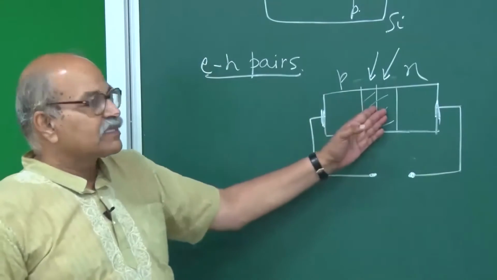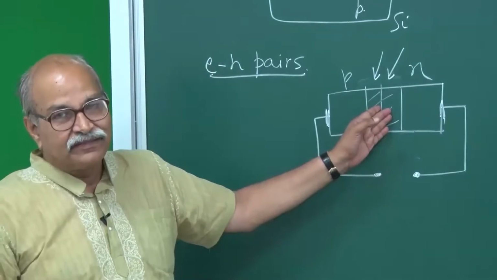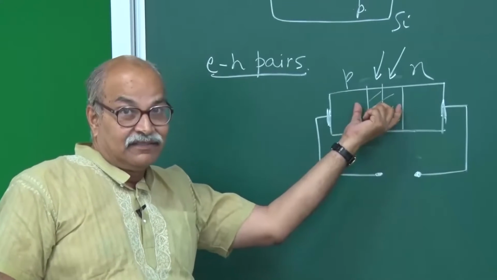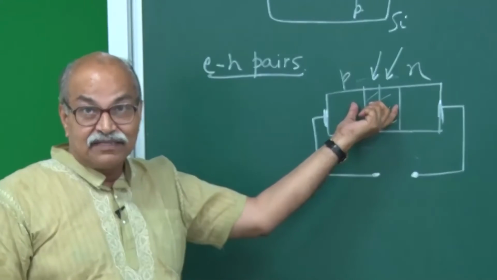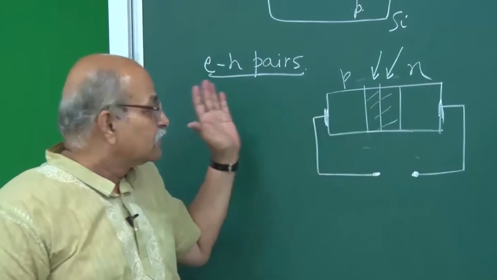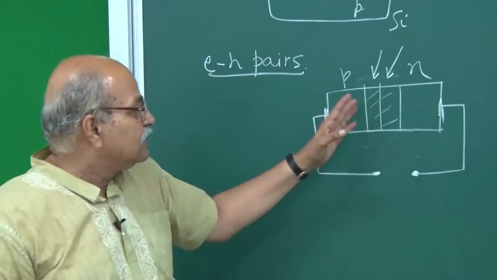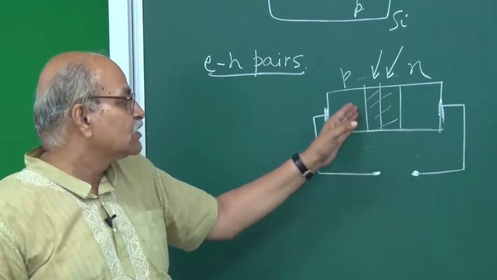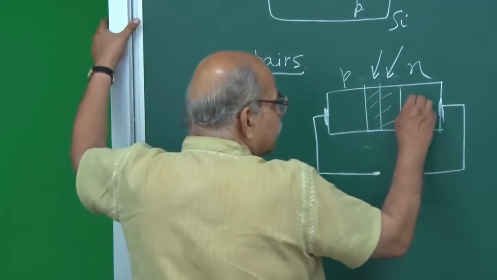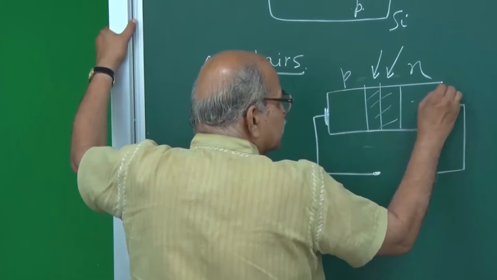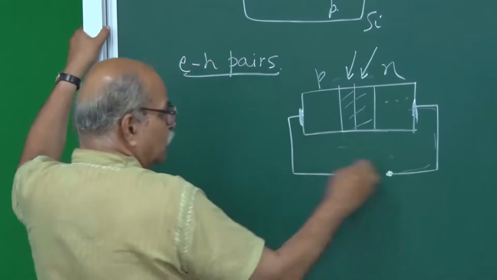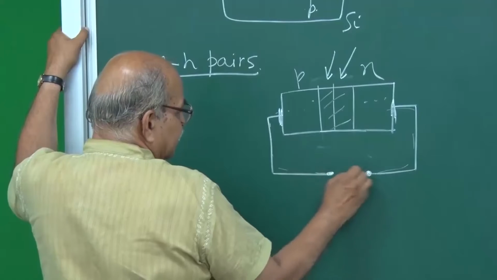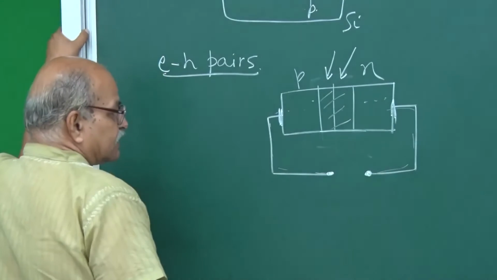and these EH pairs are created and the electric field is there in the depletion layer, so the drift current will be there. The electric field will drive the electrons to the n side and these holes to the p side, and therefore you will have accumulation of negative charges here. They cannot go, the current is there, so you will have accumulation of positive charges here, you have accumulation of negative charges here.